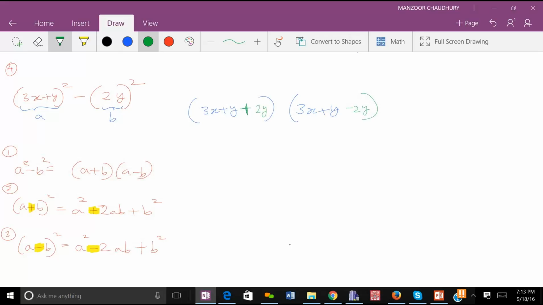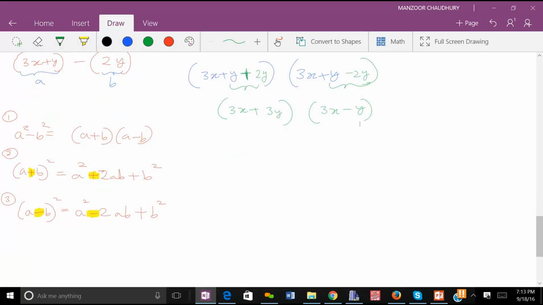So, what do you have here and here? 3x plus 3y. What do you have on this one? 3x, and see y and this together, minus y. Does it make sense to you? Yeah. Okay. So again, you need to practice this, okay? These 3 formulas.